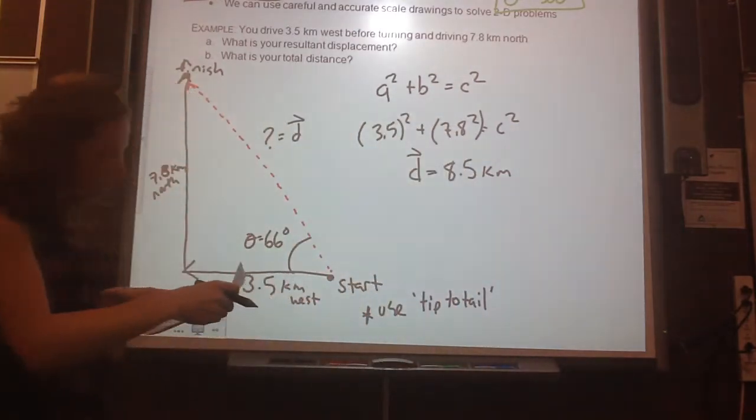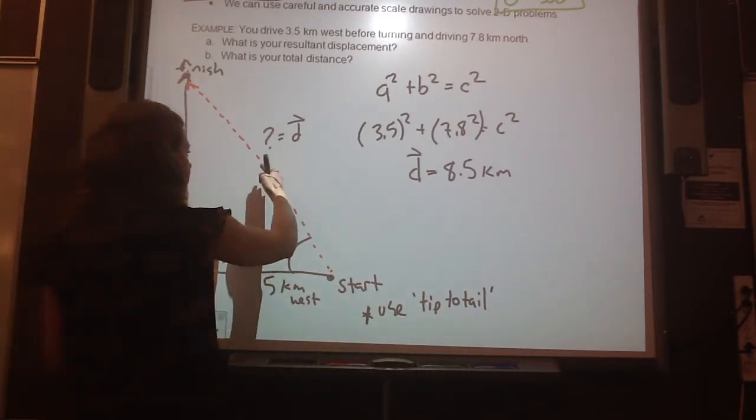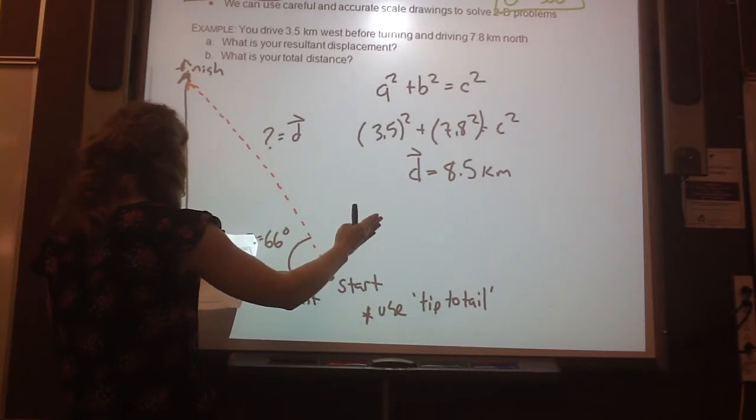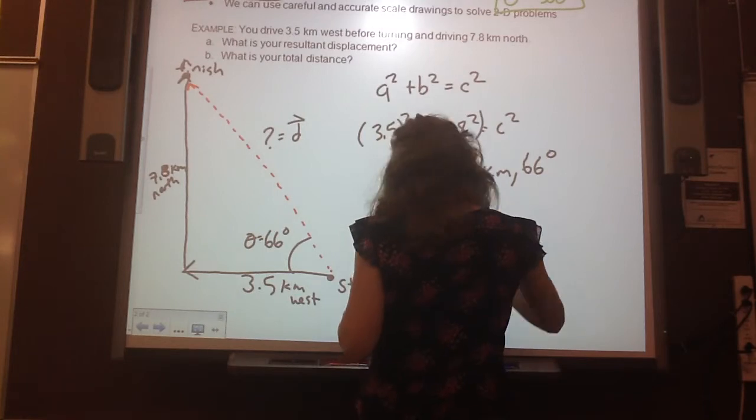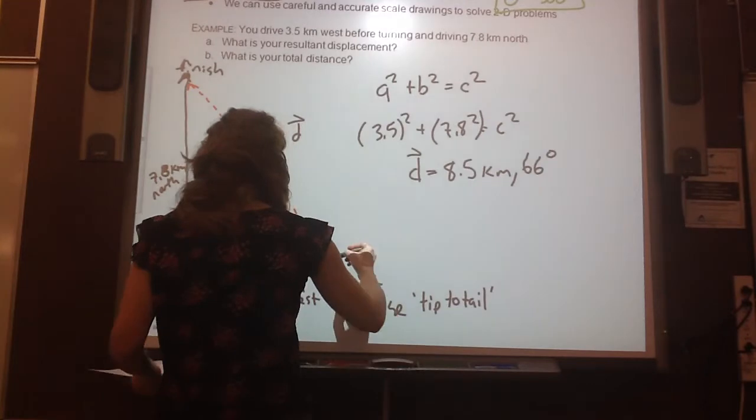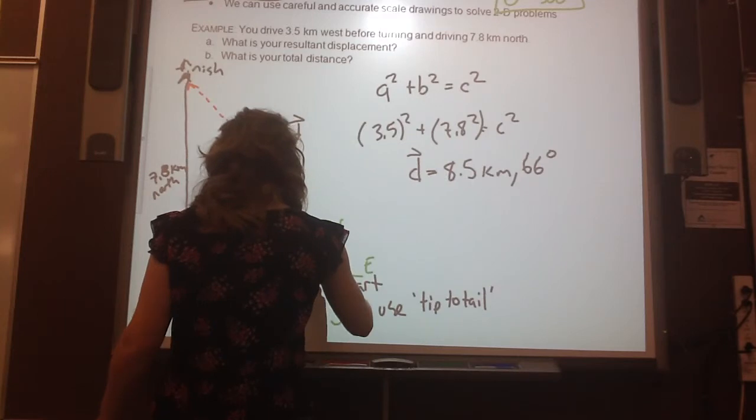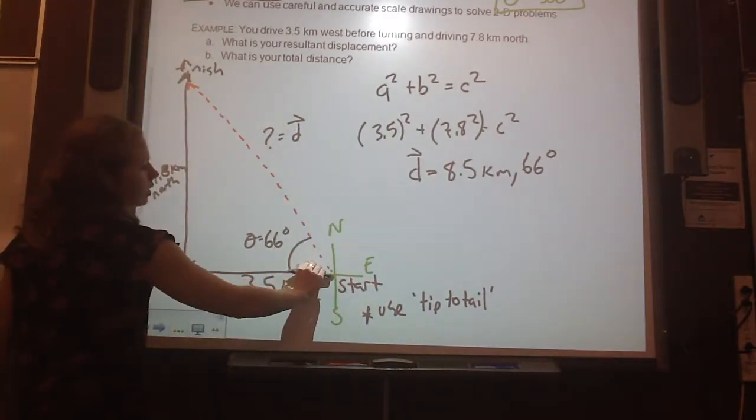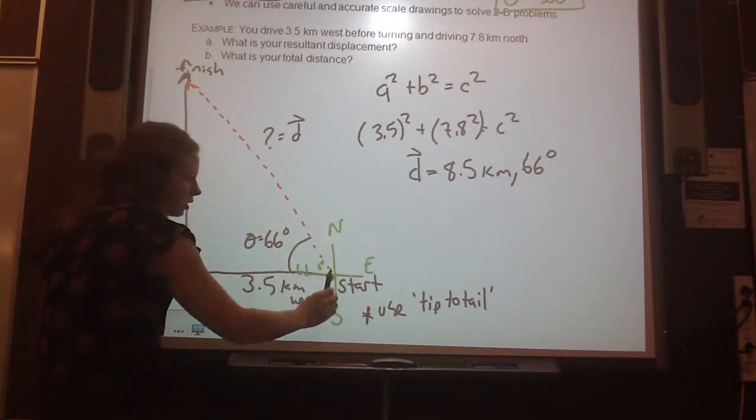Okay, so now, when I'm writing this in, if I think about this vector, because I need to put my directions on here, so 8.5 kilometers, 66 degrees. Now, it's gone 66 degrees in reference to what? Well, that's when you draw in your grid. So this is north, east, south, west. So it's gone 66 degrees north of west.